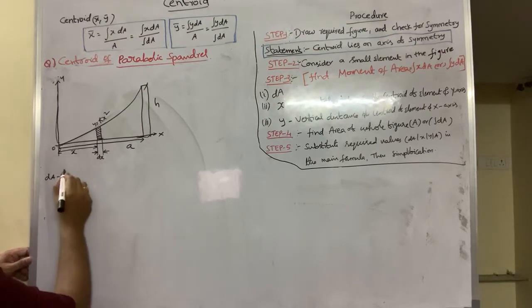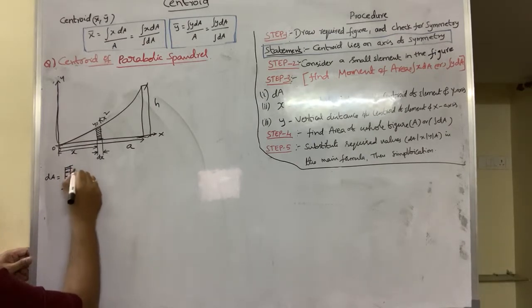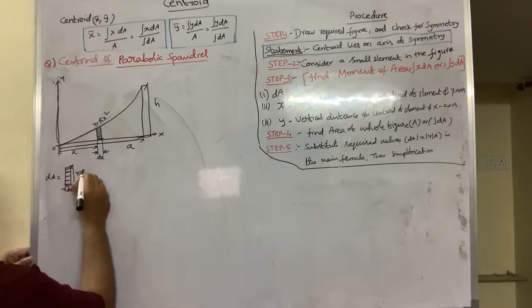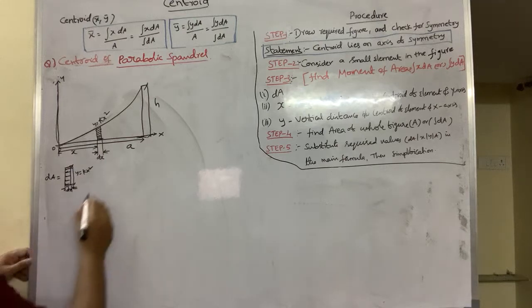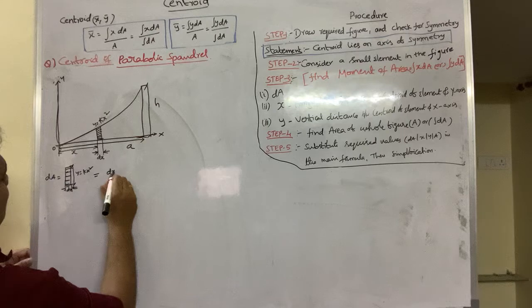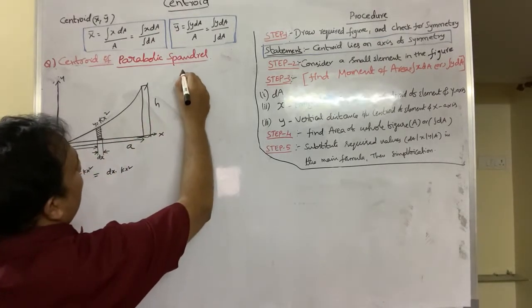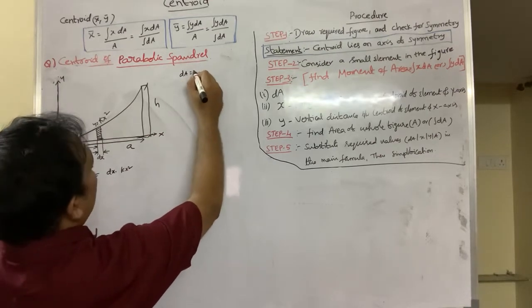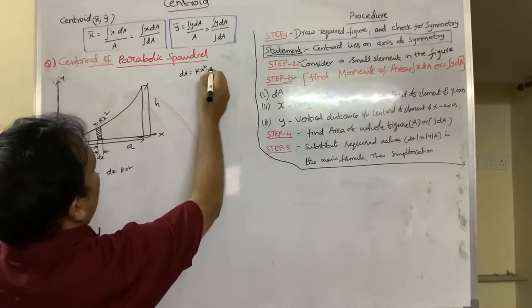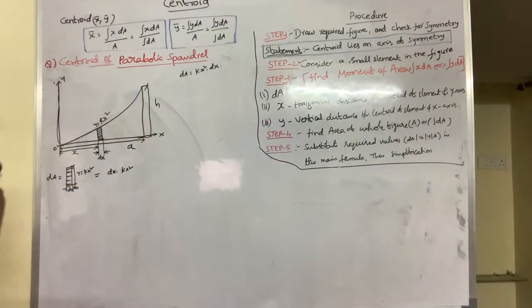For this figure, we know the length and breadth, that is, length into breadth, dx into kx square. Let us write it clearly: dA is equal to kx² dx. Next one is x bar.